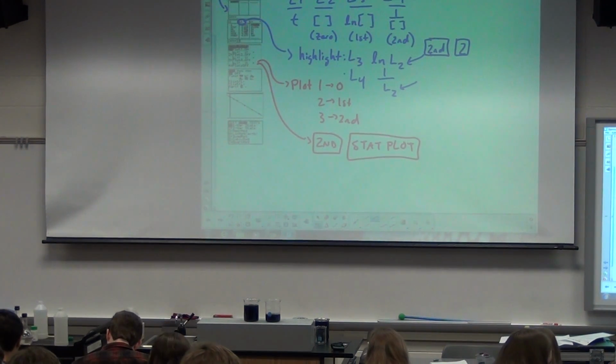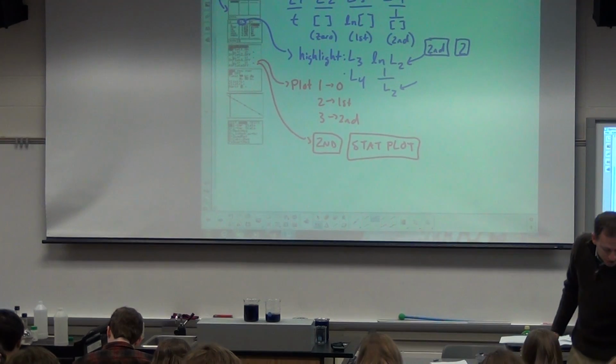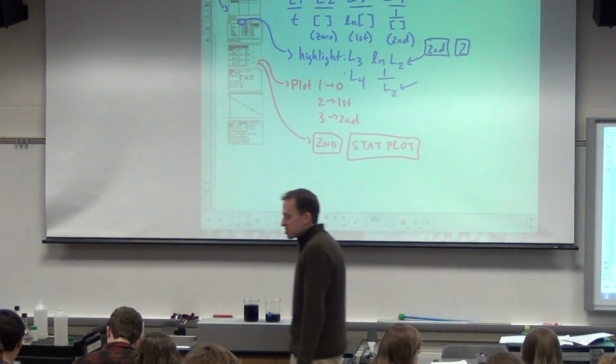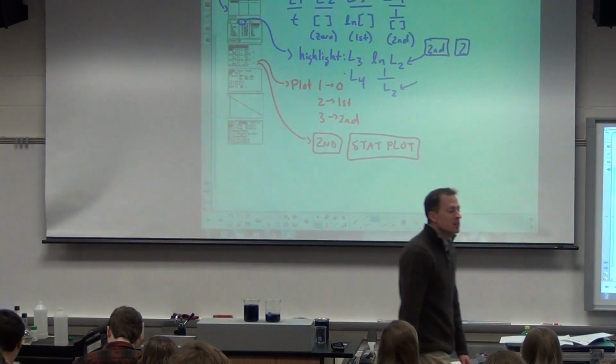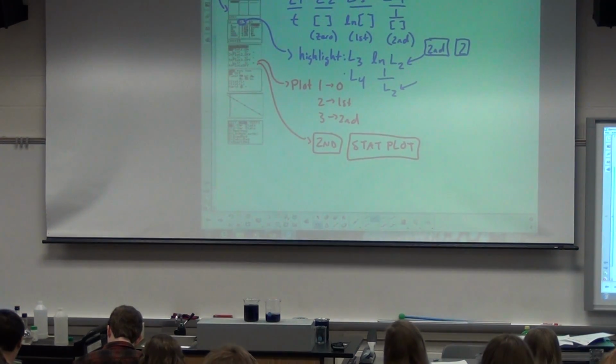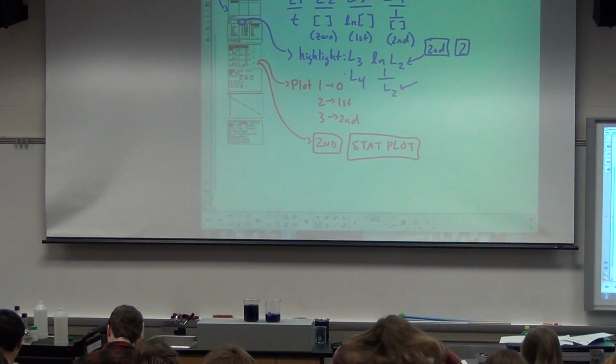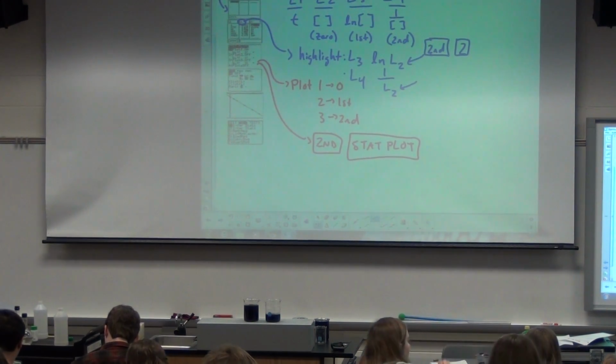Stat plot is in the upper left, right below the screen. If you hit second and stat plot, you should get this screen. Plot 1, plot 2, plot 3, right? What you need to do, and it's going to take a little time, is you need to go into the plots.